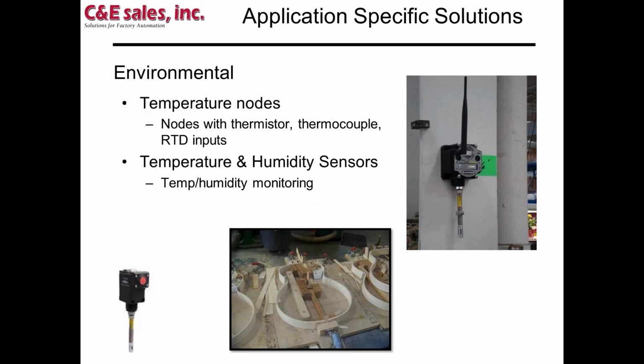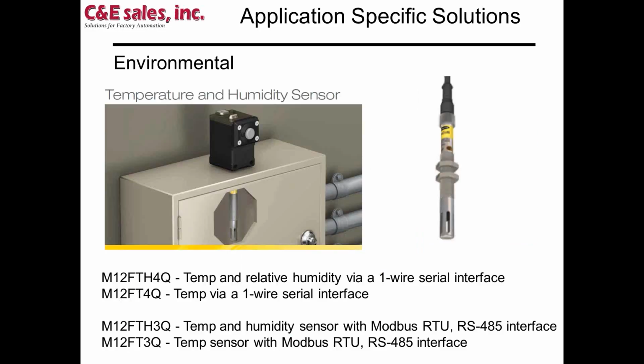So from an environmental standpoint, there's temperature nodes. There are nodes with thermistors or thermocouples or RTD inputs. And then there's a temp and humidity sensor. If you look at the right-hand picture, it shows a DX80 node with this temp humidity sensor. So there are a couple different flavors of this, temperature only or temperature and humidity.